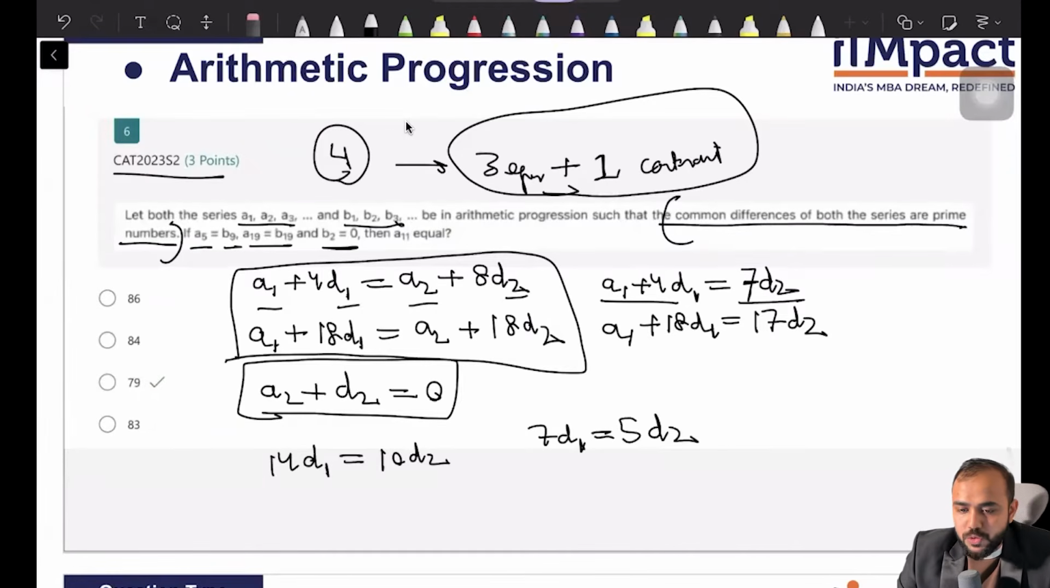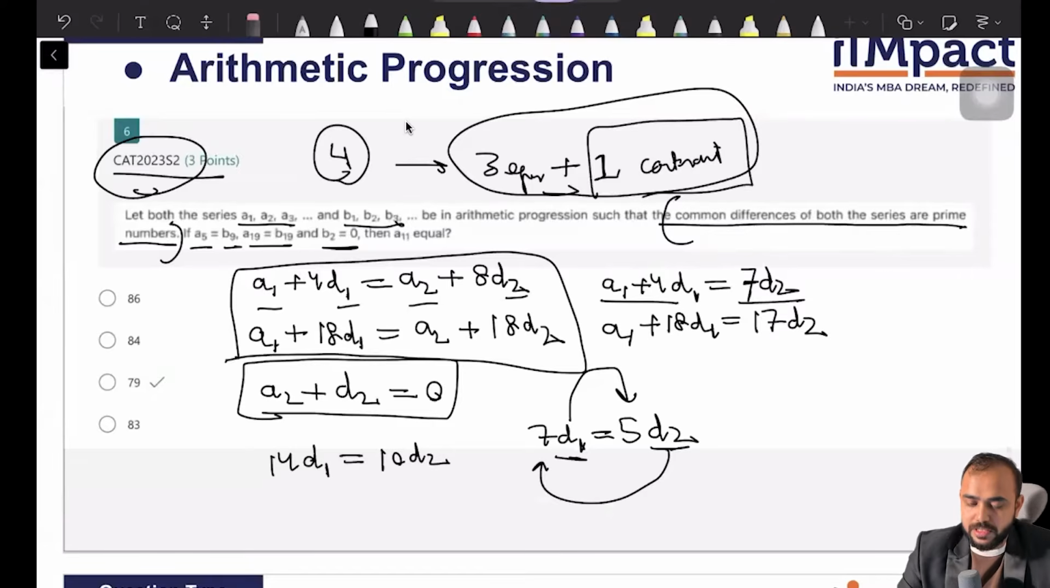Now D1 and D2 are prime numbers, which means what? D1 will have to be 5 and D2 will have to be 7. The fact that they gave us the fourth result as a constraint and not as an equation is something that, first of all, most people would not even have used. And once you have this, you can actually find the values.